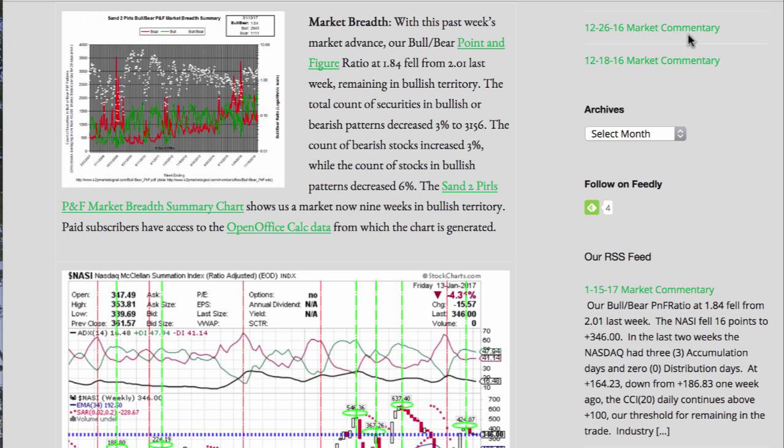The Sand to Pearls PNF Market Breadth Summary Chart shows us a market now 9 weeks in bullish territory.